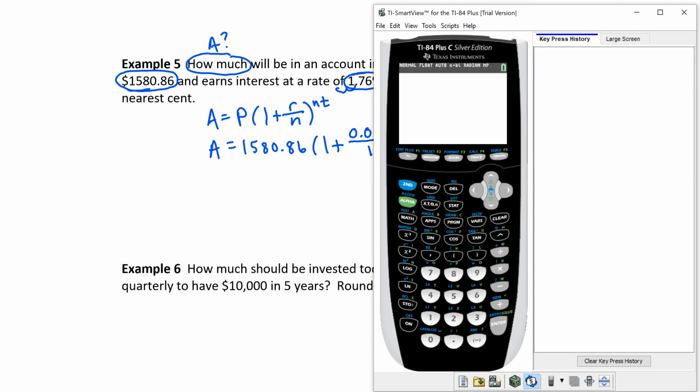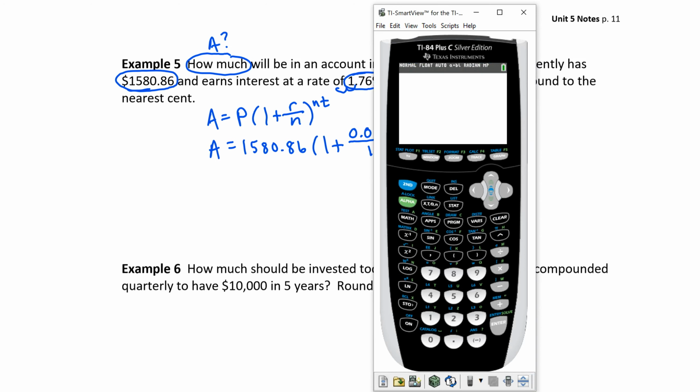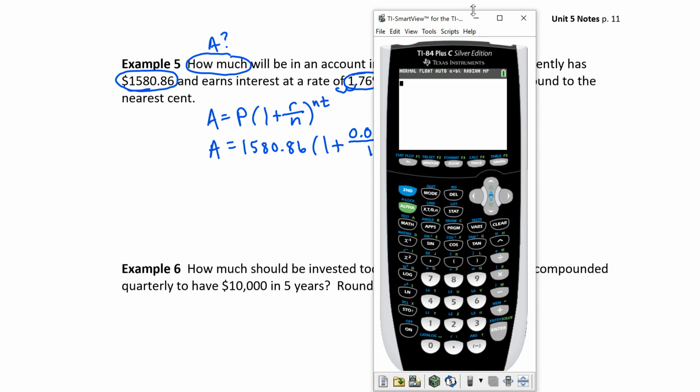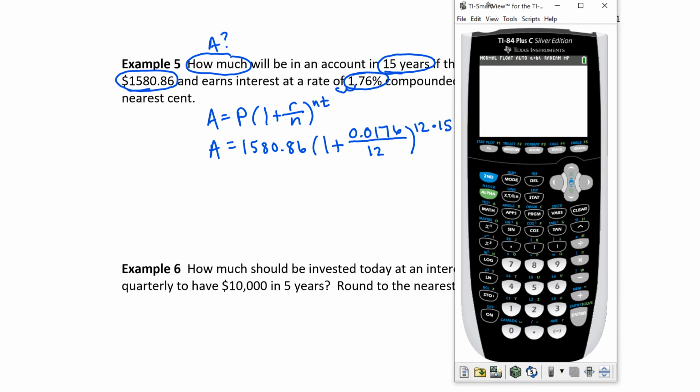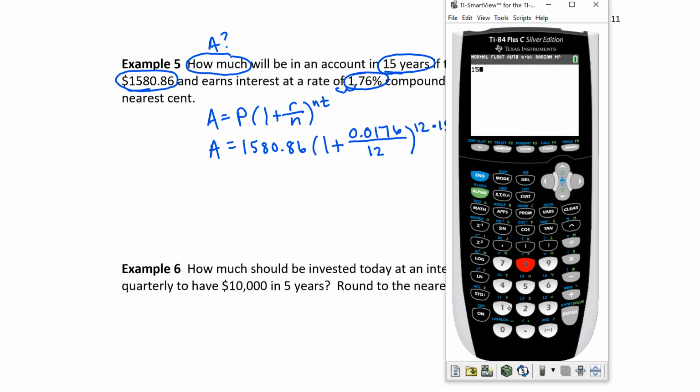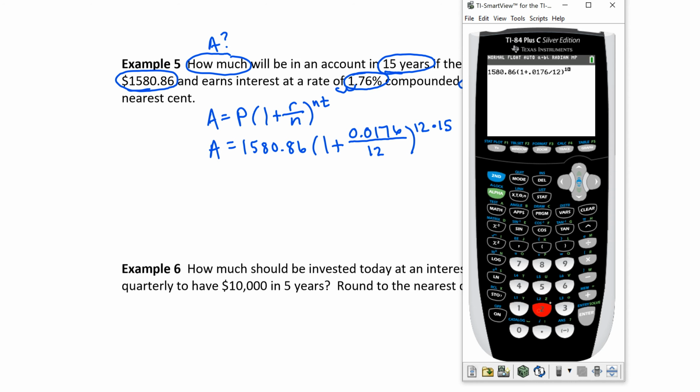Now, the good thing about this particular problem is I can plug it into my calculator all in one step. I don't have to calculate any in between steps. So I'm going to type it in just as I have it written. 1580.86, open parentheses, 1 plus 0.0176 divided by 12, close parentheses, type your exponent key, and enter 12 times 15.